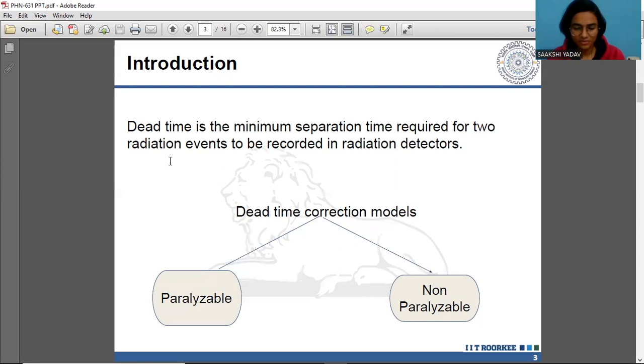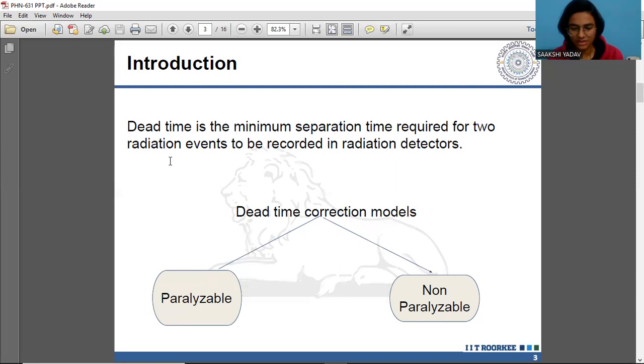And this dead time effect results in lower observed counts than the true counts. So a mathematical correction is required to make up for the lost counts. That would bring the count rate close to the true counts. So we need correction models. So far we have two dead time correction models. One is parallelizable and the other one is non-parallelizable.